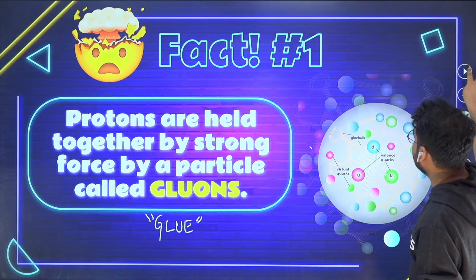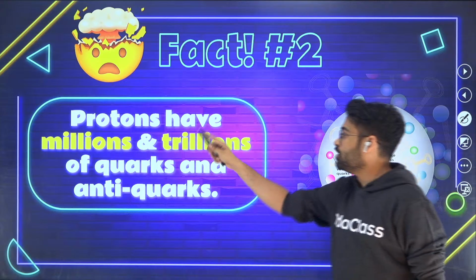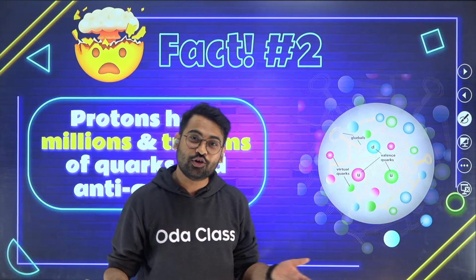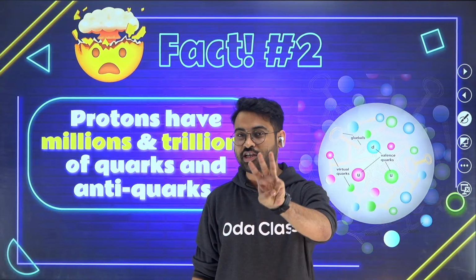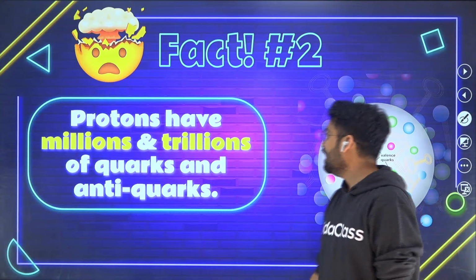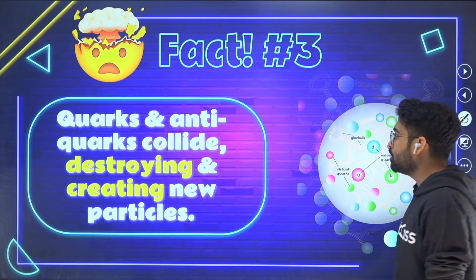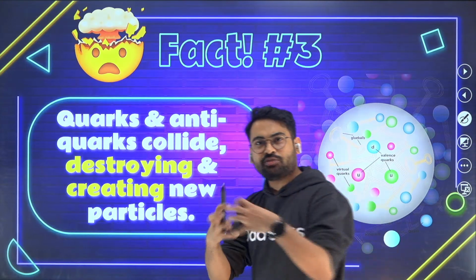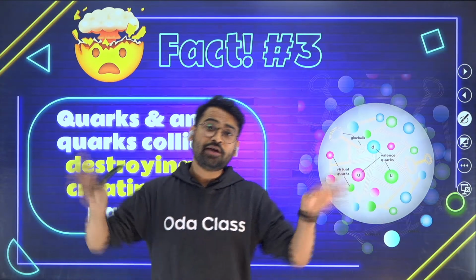Let's take you towards the second fact now. And the second fact says कि protons have millions and trillions of quarks and antiquarks. Like I told you, बहुत सारे quarks होते हैं. You will not say कि तीन होते हैं. If you want to say three, please call it valence quarks. Let's take you towards the fun fact number three. Fun fact number three says that quarks and antiquarks ये आपस में भिड़ते हैं, कोलाइड करते हैं, डिस्ट्रॉय होते हैं, नए बन जाते हैं.